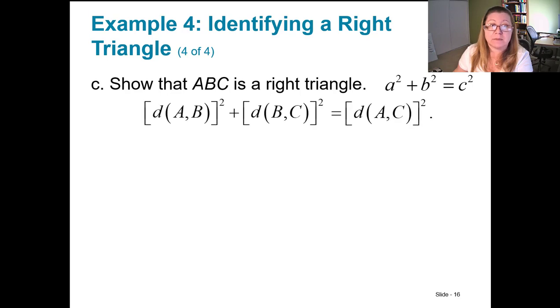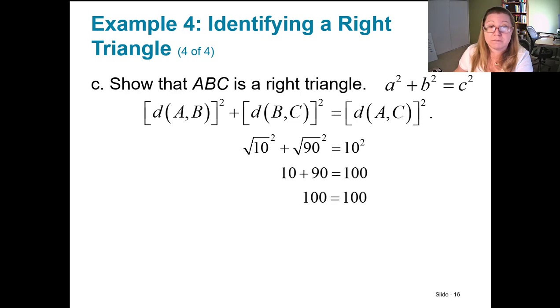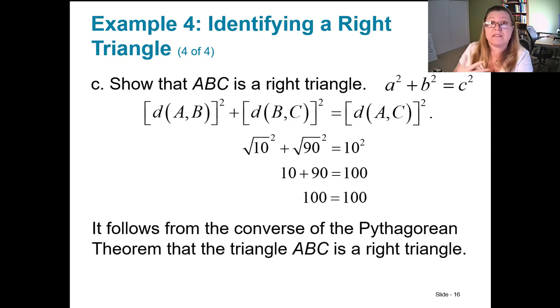So in this case, it's going to be the length from point A to B squared plus the distance from B to C squared equals the distance from A to C squared. Throwing in those values, we get the square root of 10 squared plus the square root of 90 squared equals 10 squared. 10 plus 90 is 100, 10 squared is 100, so both sides equal one another, meaning this is indeed a right triangle. So given our lengths, we can show that it's a right triangle. Given points, we can show that it's a right triangle.